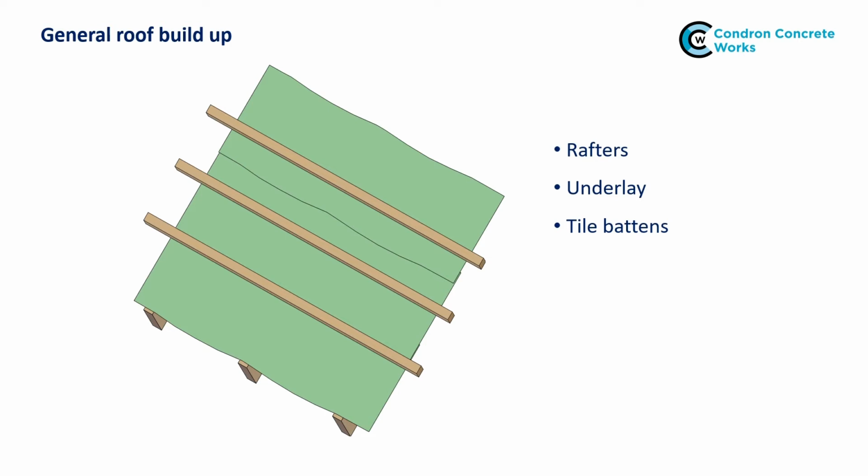The underlay drape is important. Without a drape, any water present in the batten cavity, which is either driven through the tiling or from condensation, will be trapped behind the battens and then find its way through the batten nail holes in the underlay.